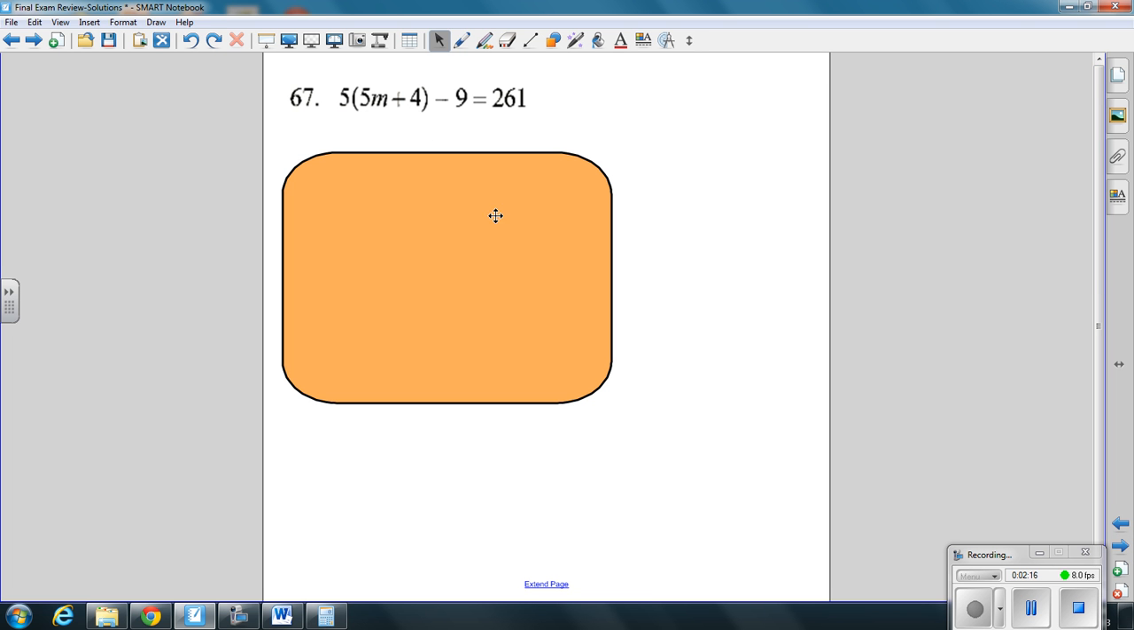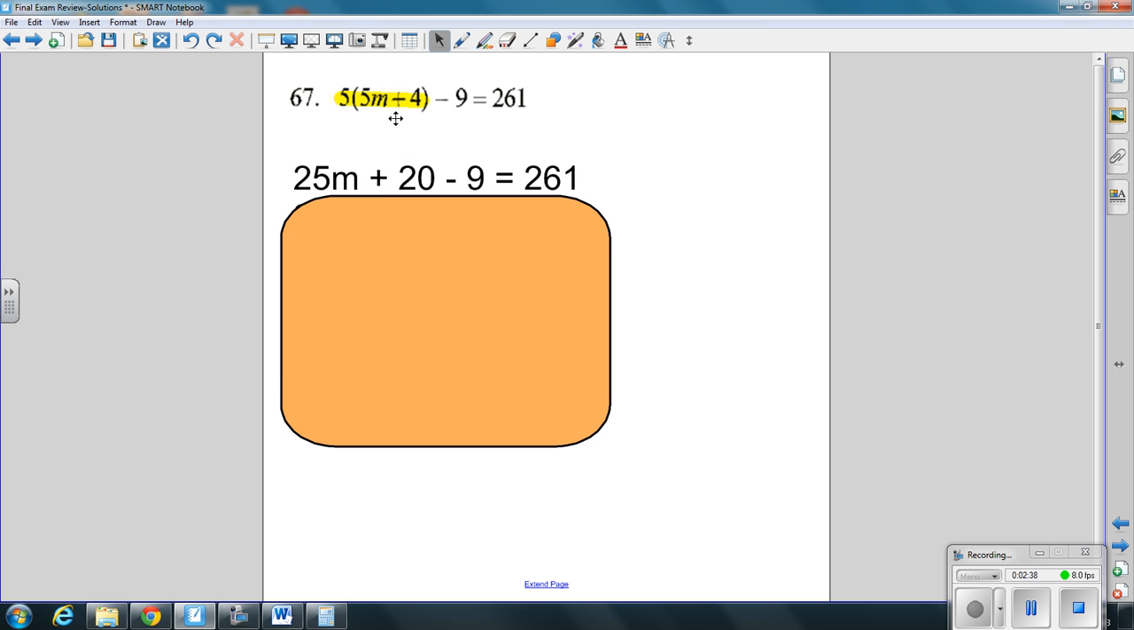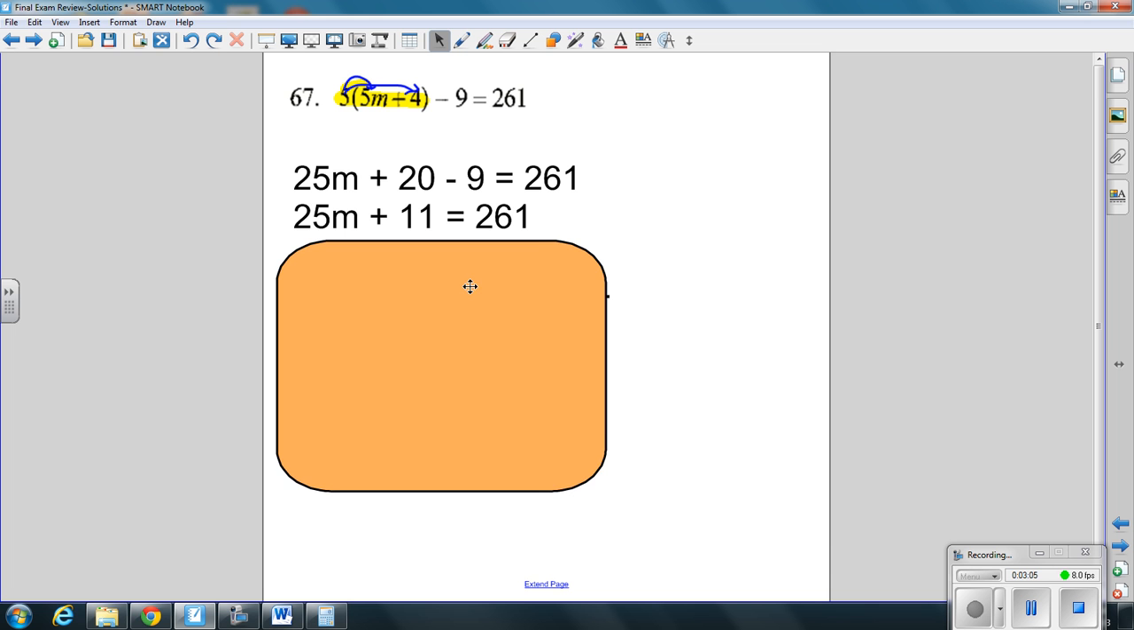All right, for number 67, I immediately recognize that right in here we have the distributive property. Here we go, right there. So before I begin, we need to make sure that we distribute the 5 to the 5m and to the 4. So what does that mean? 25m plus 20, 5 times 5m, and 5 times 4. Okay? And then minus 9 equals 261. So these are like terms here, this positive 20 and this minus 9. It's simply saying 20 minus 9. So we get 25m plus 11 is 261.